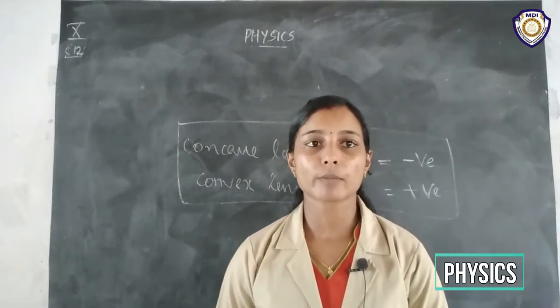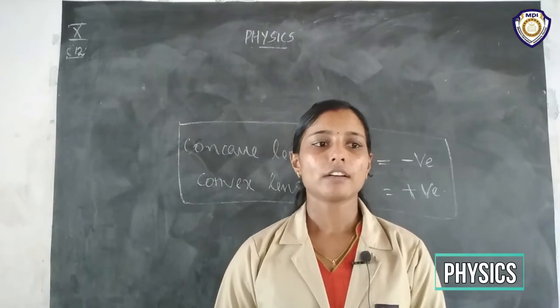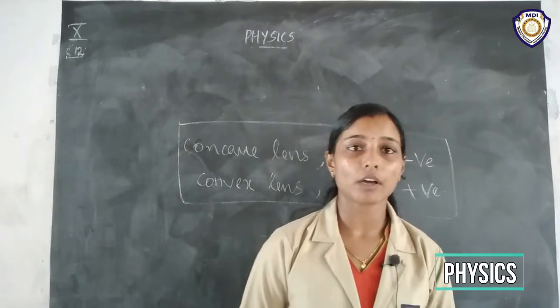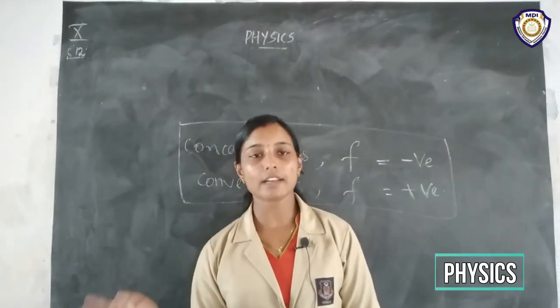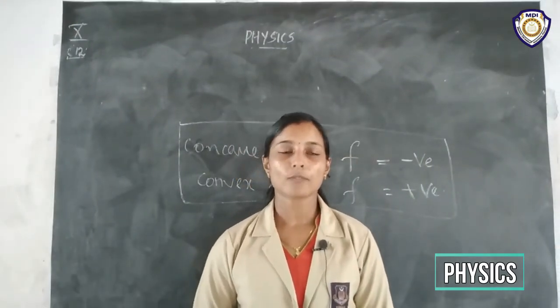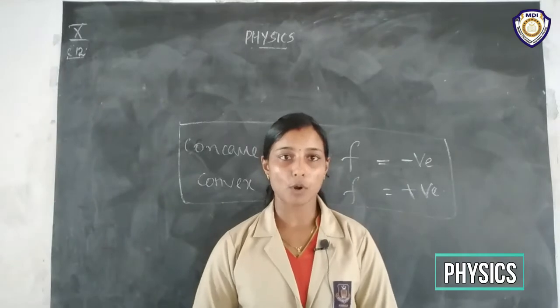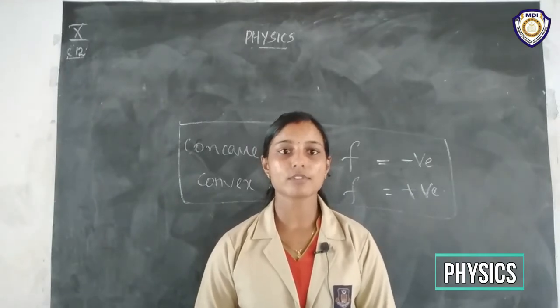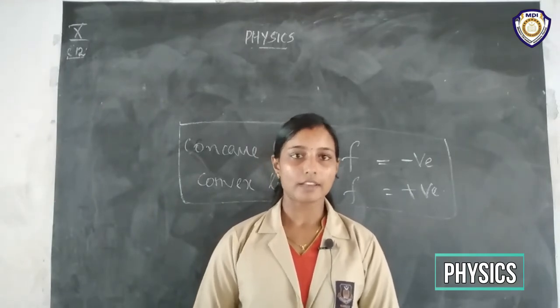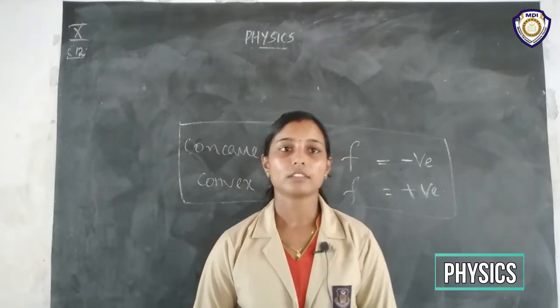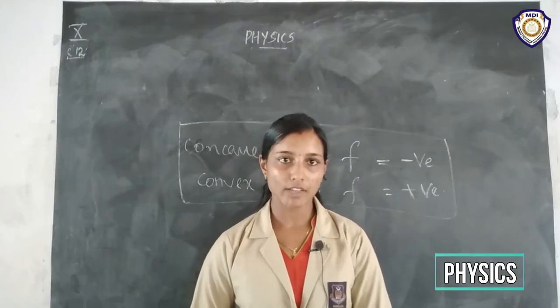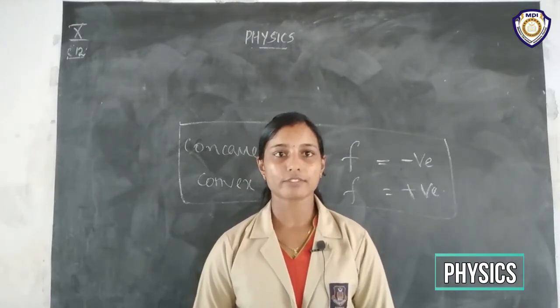So the measurements taken from the left side of the optical center will be negative, and those on the right side will be positive. So while doing the problems, we have to choose the right sign convention. That means we have to give the sign convention to the values of u, v, f, like that.